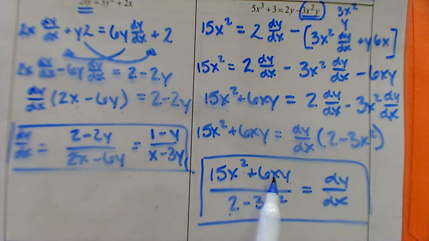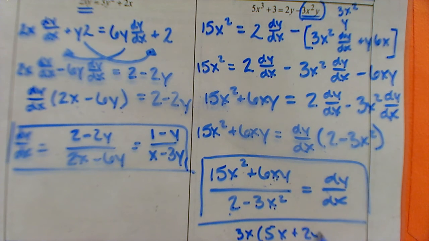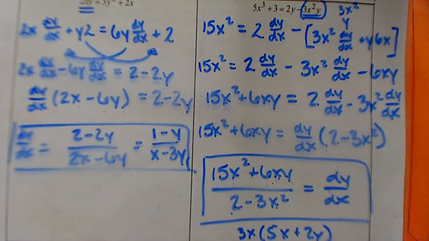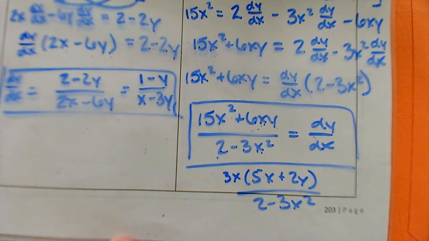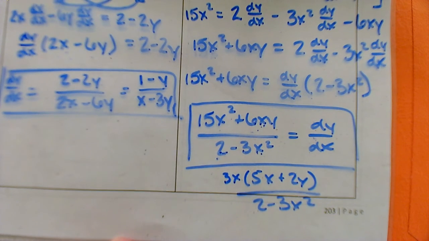And even though these top two terms have an x in common, the bottom two terms do not have an x in common, so you can't factor or cancel anything out there either. You could still just have a top and factor out, right? Yes, if you wanted to pull out a 3 and an x, you could do that. So it would be 3x times 5x plus 2y. Yeah, if you wanted to write it like that, that's fine. Another way to write it.